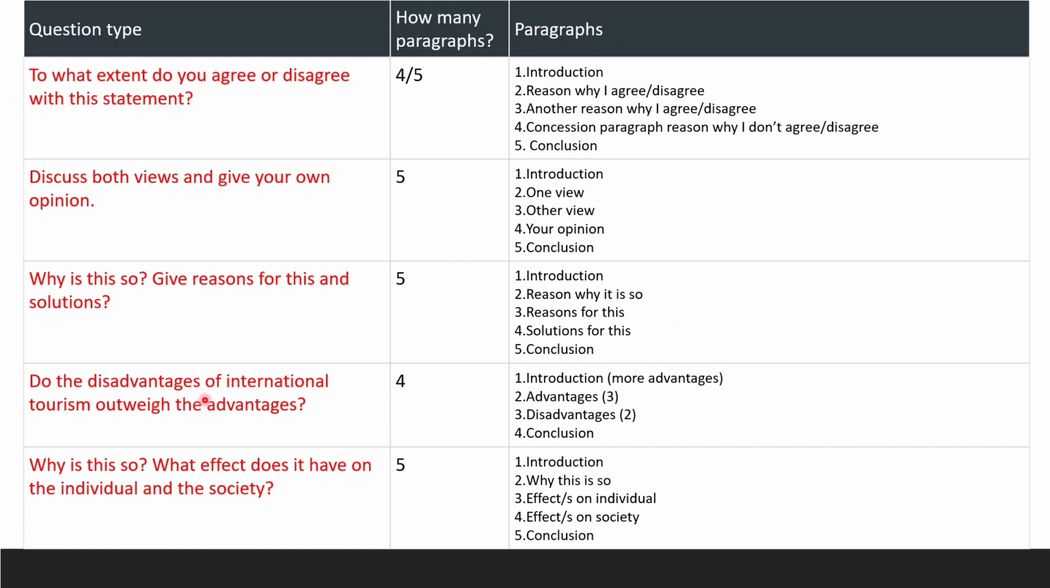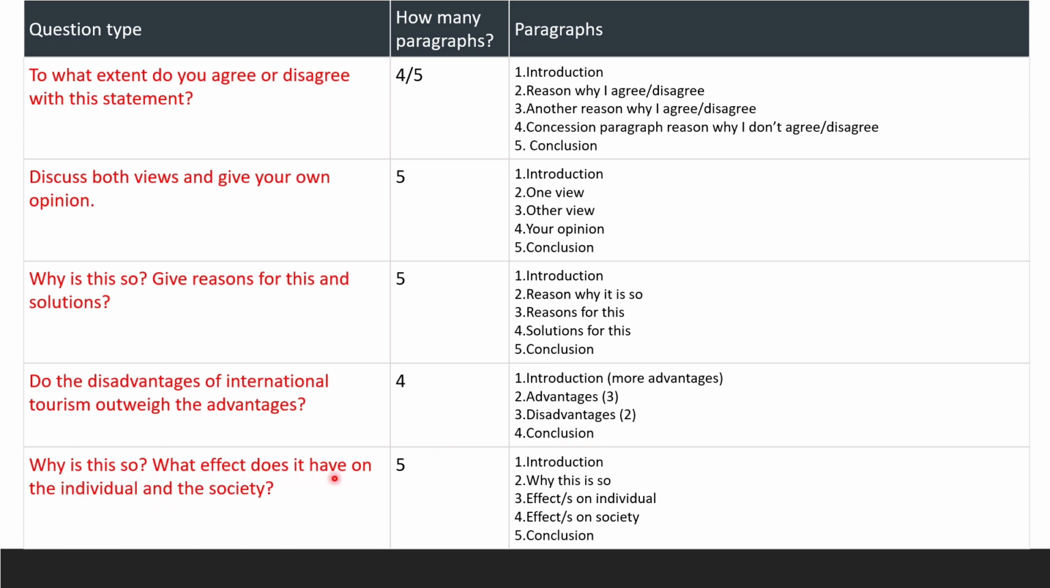Do the disadvantages of international tourism outweigh the advantages? Many times we get this kind of question, do the disadvantages outweigh advantages or advantages outweigh disadvantages? So here, four paragraphs are required. Introduction. So if you're going towards more advantages, you have to mention here also. Advantages. So if you think that there are more advantages, then three advantages and two disadvantages and vice versa. And then conclusion.